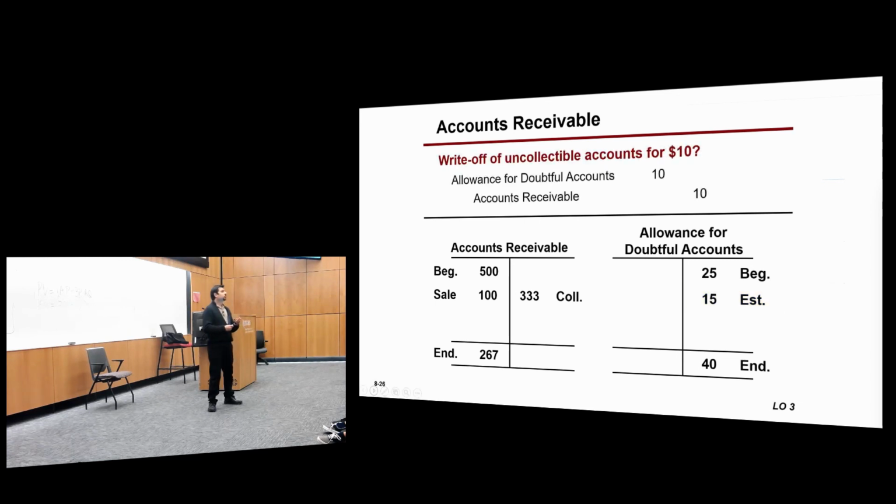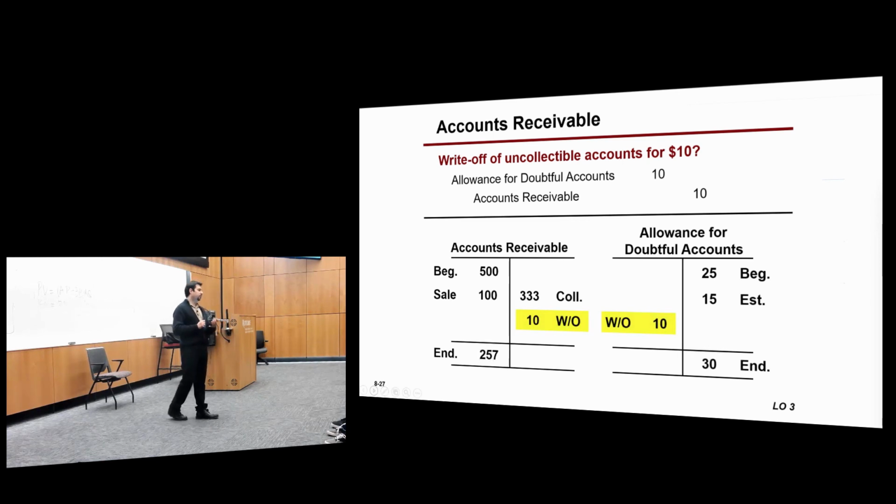Then the company's management decides, for example, to write off certain accounts that they basically lost hope of ever collecting. In this case, for the write-off, you debit allowance for doubtful accounts, you credit accounts receivable. So it will show on both sides, 10 and 10. This is a write-off. The balances are shown at the bottom.